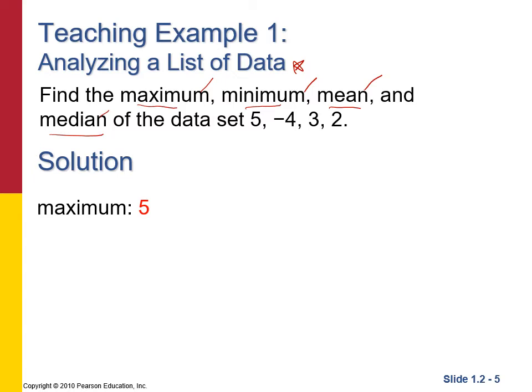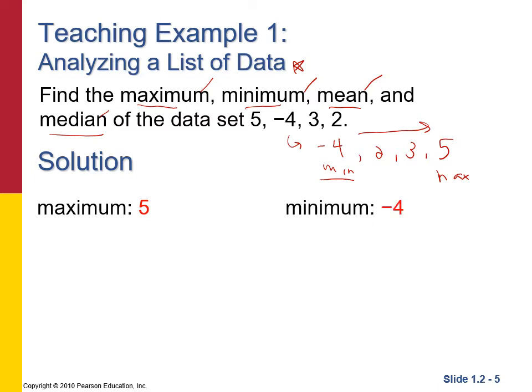I want to do something really quick. We're going to rearrange this data from -4, 2, 3, and 5. And so this is the minimum, so obviously we know what that is now, and the maximum, and we're going from smallest to greatest, left to right. And so that allows us to find the minimum, which is -4.